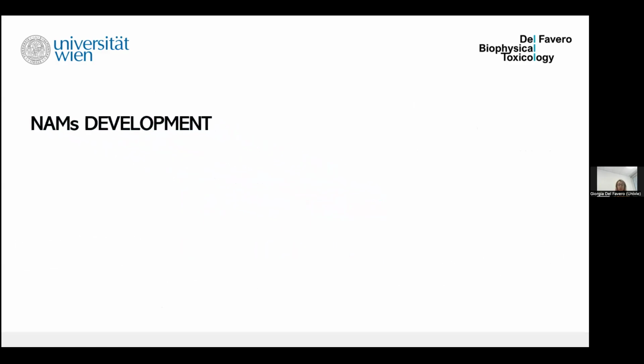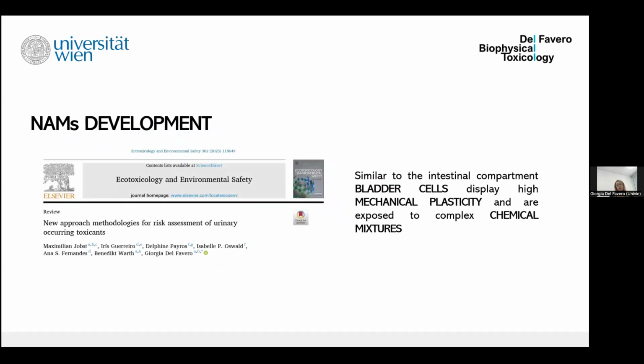So as far as our work is concerned in this respect, one of our main interests and research pillars in the lab is the study of the bladder cells. Bladder cells are quite similar to an intestinal compartment, because also in this case, they are confronted with a very high chemical repertoire. I'm thinking about all the metabolites that are landing in the urine, excretion products, but also they have to display a very high mechanical plasticity. So the study of the bladder cell, especially for urinary recurrent toxicants, is for us a central topic.